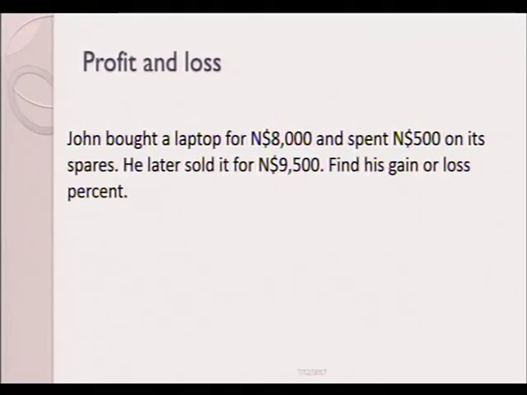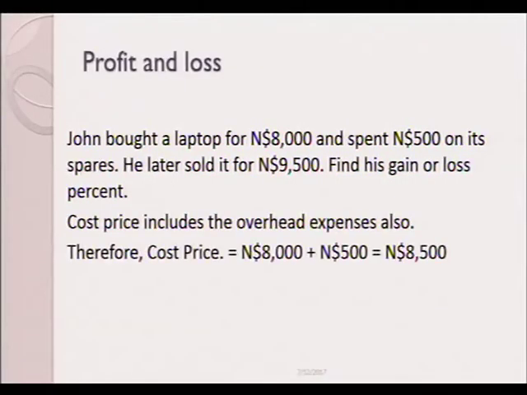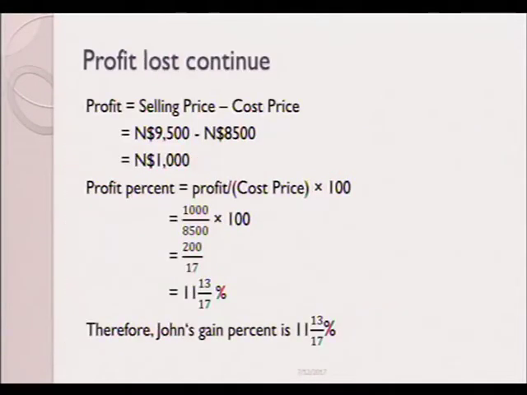Now, we are not looking for the $1,000. We are looking for the percentage. You need to convert that in terms of percentage. So, cost price includes the overhead expenses, therefore the cost price is 8,000 plus 500, that is 8,500. The selling price is 9,500. So the selling price is bigger than the cost price. Therefore, it is a profit.